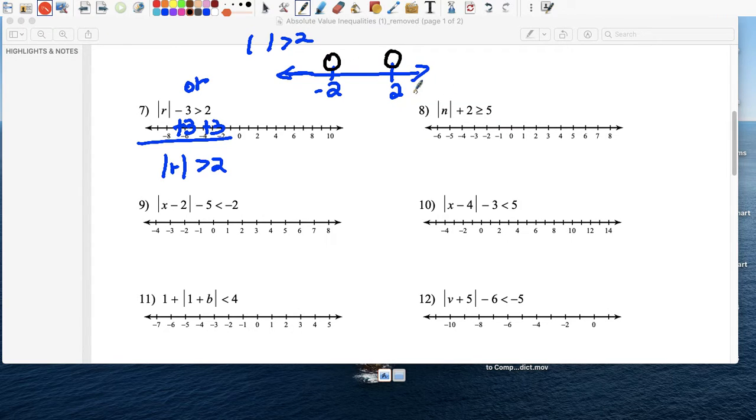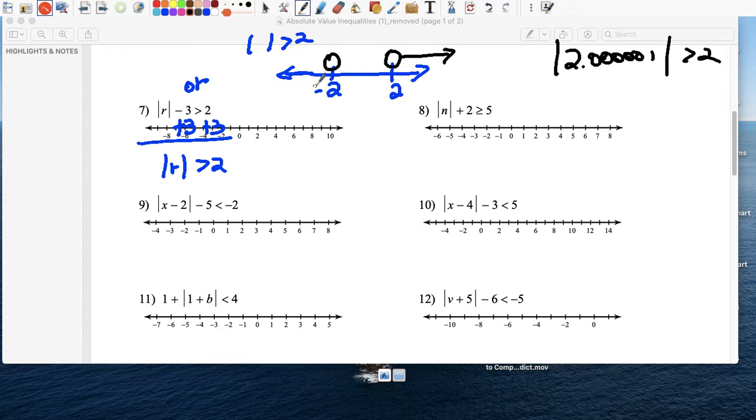Let's talk about the one on the right. So numbers that are greater than 2 will make that inequality true. So if I pick any number after 2, it's going to be greater than 2. The absolute value is going to be greater than 2. So 2.1, 2.2. So I can take the absolute value of this, and that will be greater than 2.